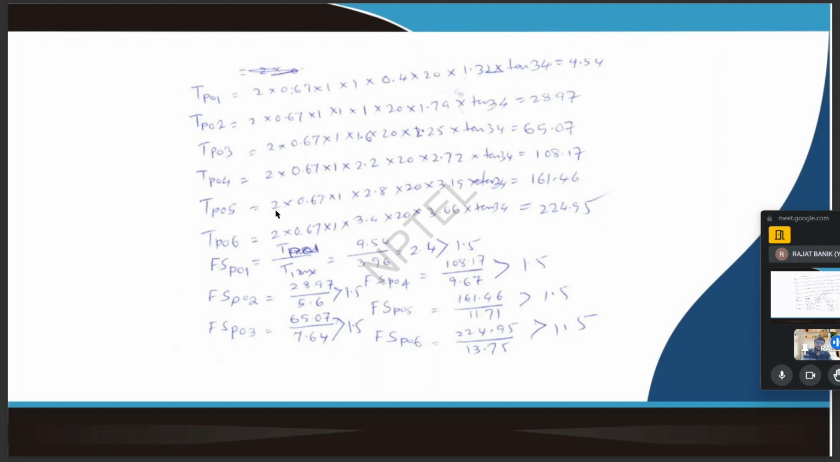And you can see that for each layer, the factor of safety is greater than 1.5. So in this way, you can say that our design is safe and our calculation is also safe. So this arrangement is also used in the real field by our designing.